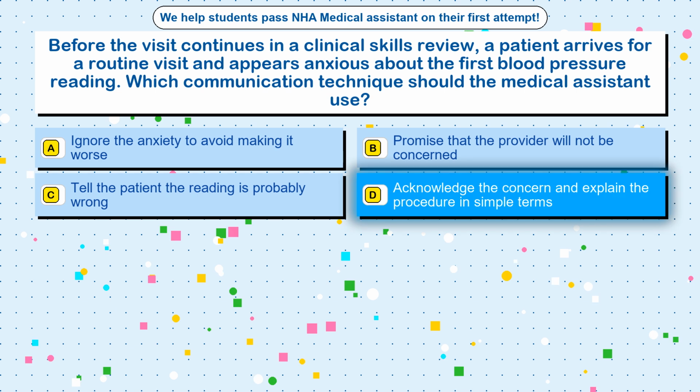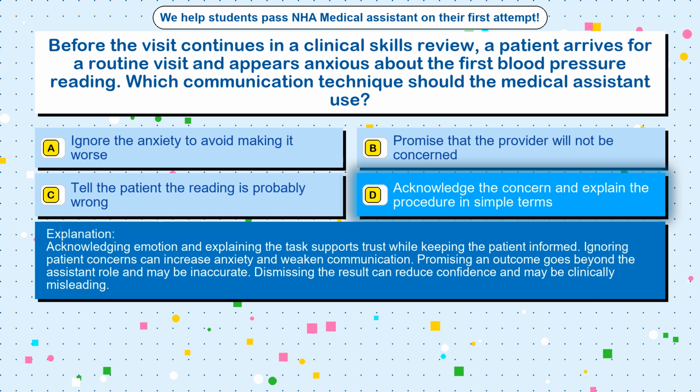The correct answer is option D, acknowledge the concern and explain the procedure in simple terms. Acknowledging emotion and explaining the task supports trust while keeping the patient informed. Ignoring patient concerns can increase anxiety and weaken communication. Promising an outcome goes beyond the assistant role and may be inaccurate. Dismissing the result can reduce confidence and may be clinically misleading.